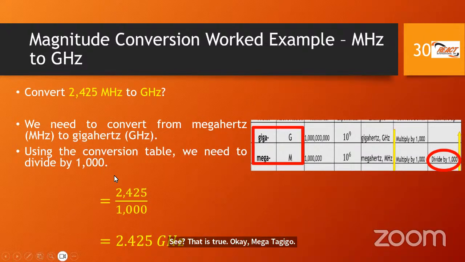So they have given us 2,425. We write that down. We divide by 1,000 to go up in units. And we end up with, again, 3 decimal places to the left, 2.425 gigahertz.